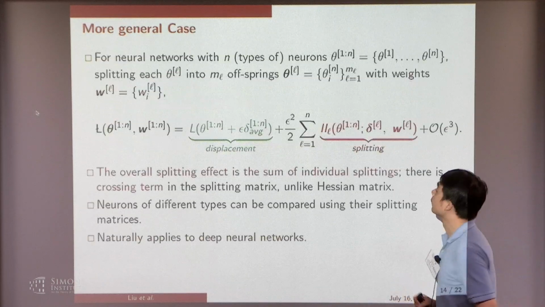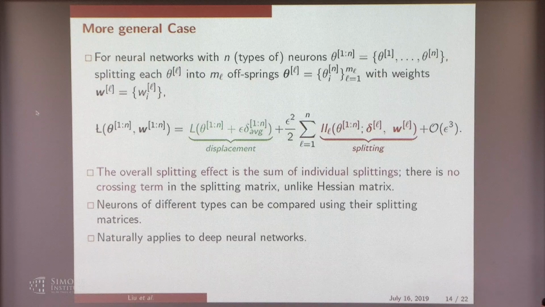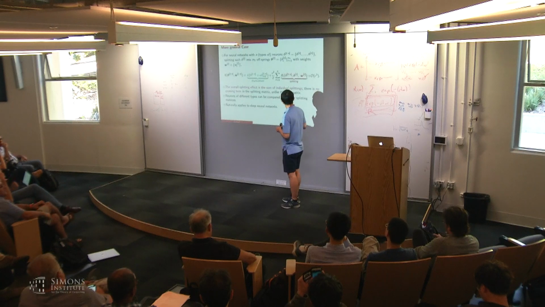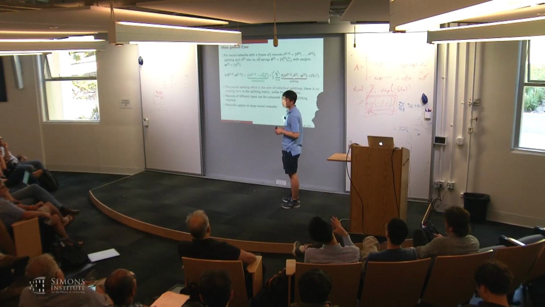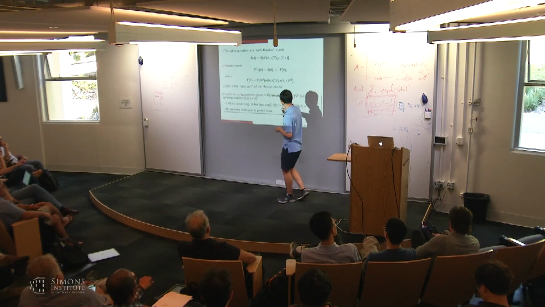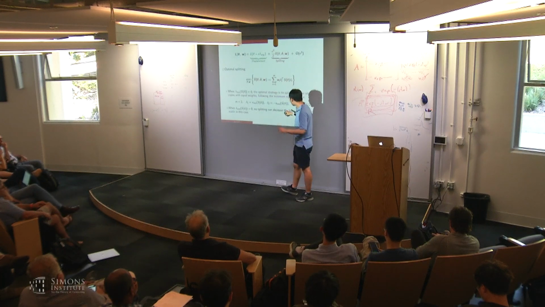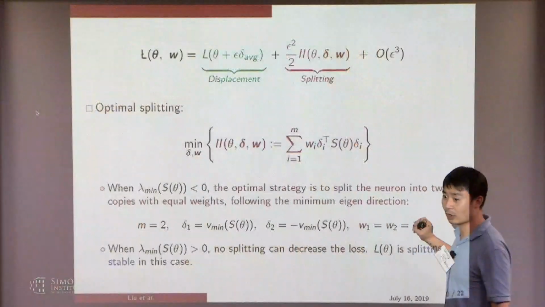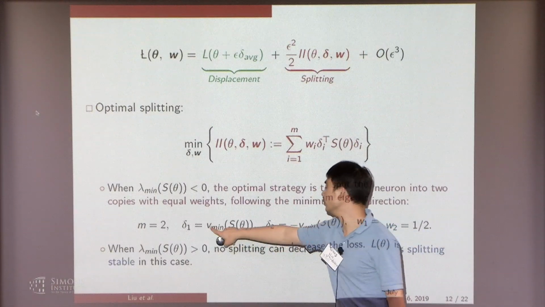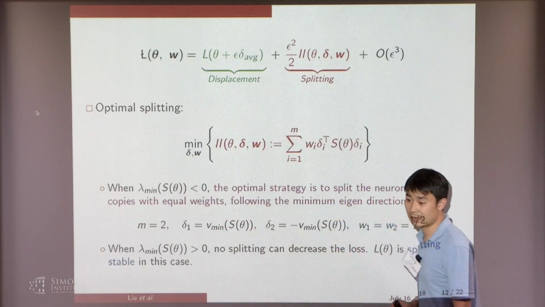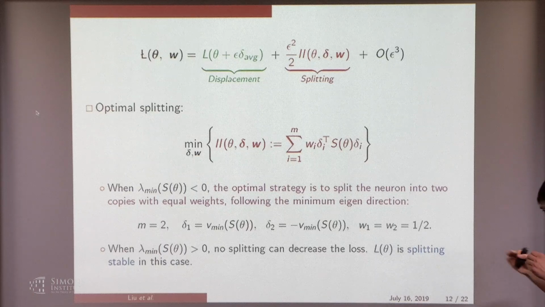Can you go back? I was wondering how the objective is used to decide the number of neurons. How do you decide M? Oh, yeah, it's always 2. It's always 2 because by this derivation, if you want to optimize this weighted average of these quadratic things, the optimal splitting is always just to split it into 2 copies. Each copy follows either the eigendirection or the opposite of the eigendirection. So there's no need to actually split into multiple copies.